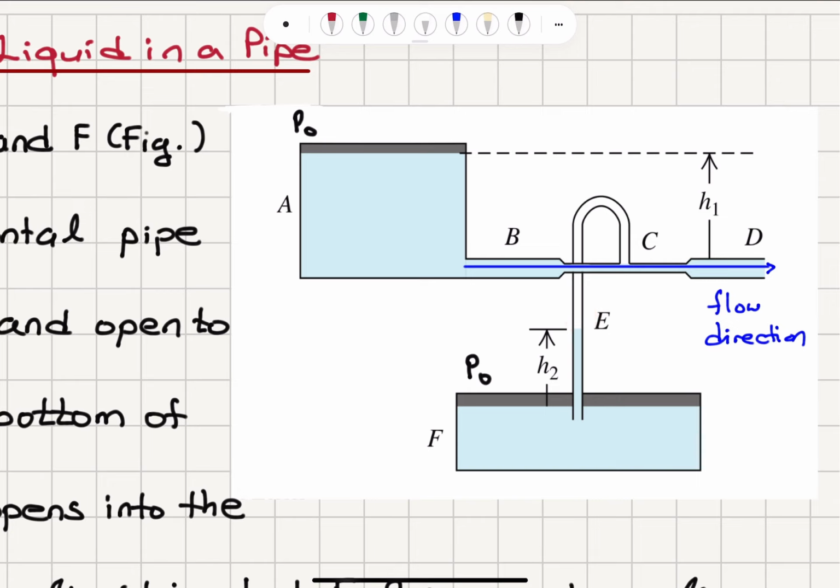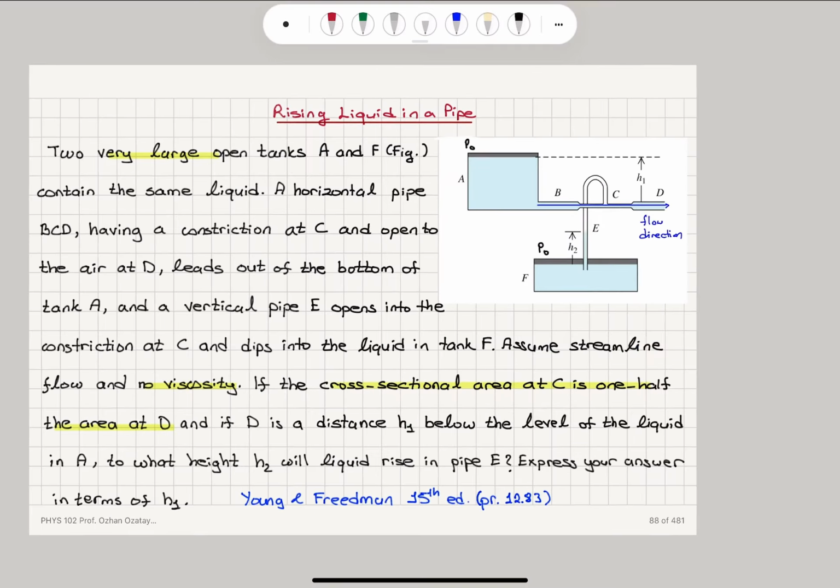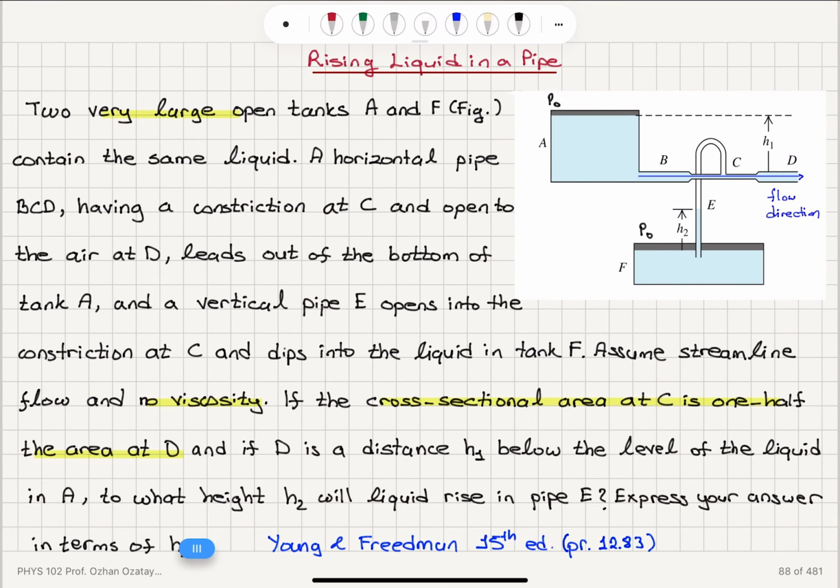And this is basically the mechanism similar to the perfume bottle. When you blow air through this tube, you get a decrease in the pressure and the fluid comes out as a result. So it's the same principle as the perfume bottle.